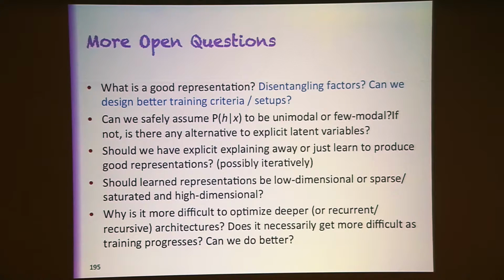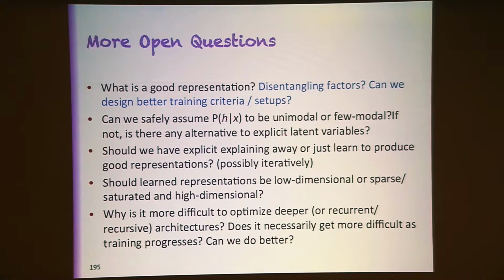Okay, there are a lot of open questions. Here are a few. Some I have raised already in my presentation. The most important open question is, what is a good representation? How do we characterize a good representation? So I've talked about this very vague idea of disentangling the underlying factors. It's vague because we don't know what they truly are, so how do we put that into training criteria or architecture?